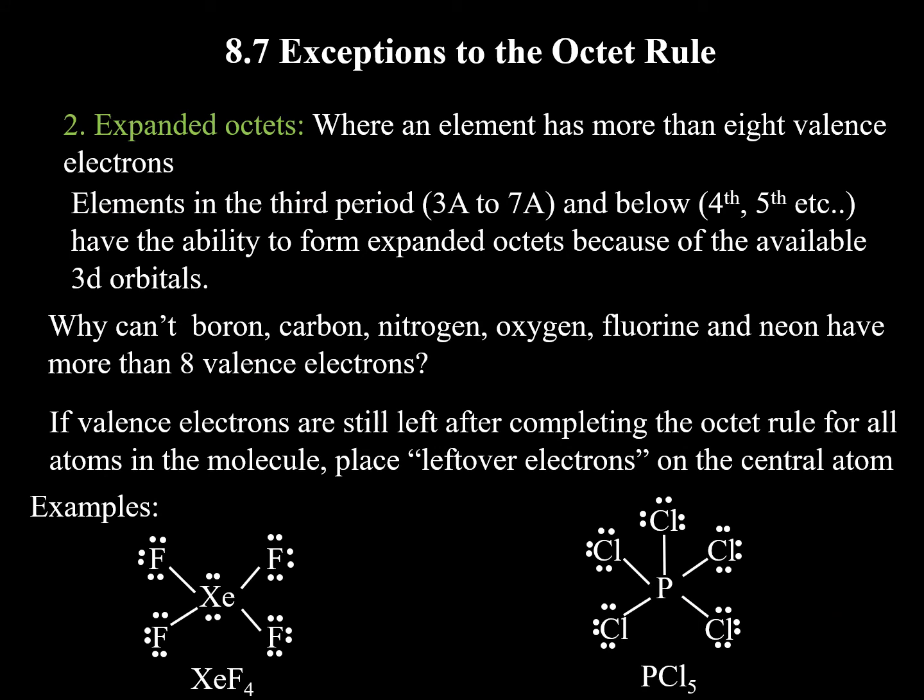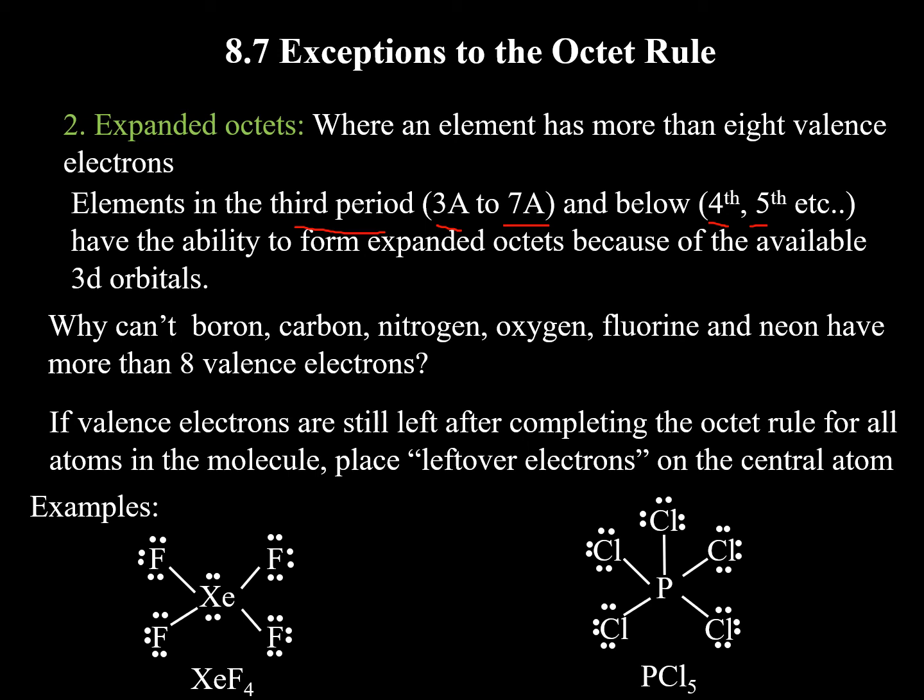We have the expanded octet. Those occur in the periodic table in the third period, so between 3A and 7A. It also occurs in the transition metals. We'll focus on main group elements in the third period, 3A to 7A, and below, the 4th, 5th rows, etc.